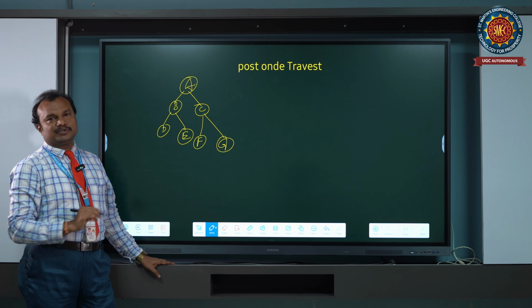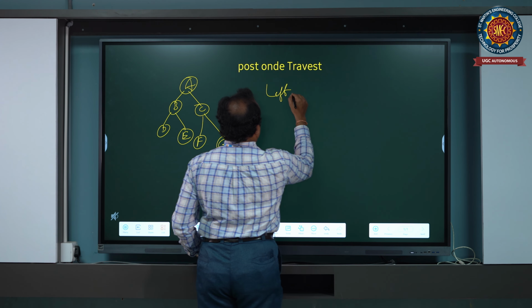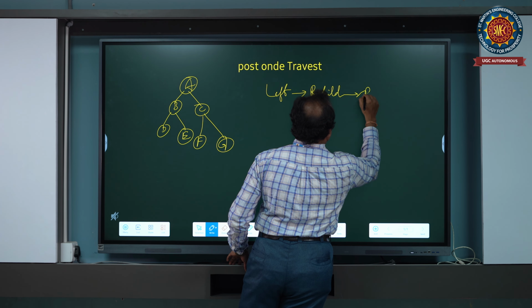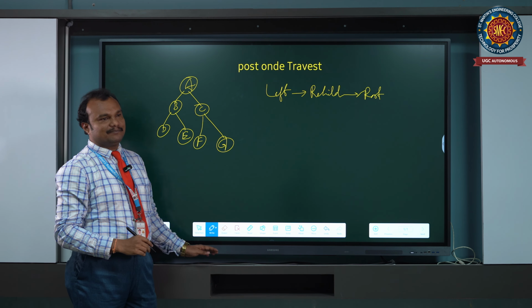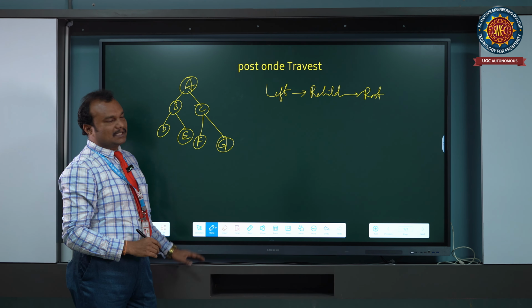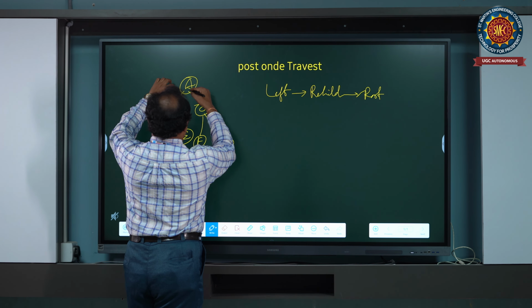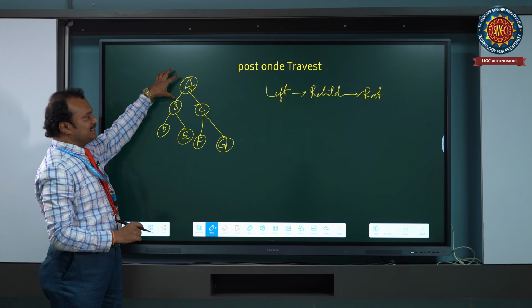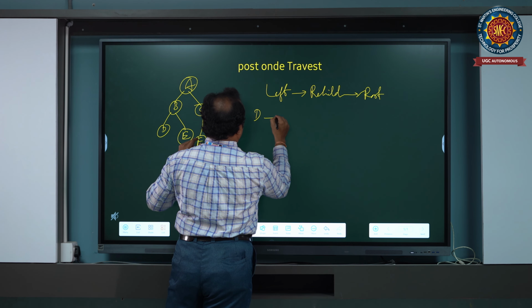Now coming to the post order, the visiting order will be left child, right child, followed by the root node. So left child, right child, followed by the root node. So according to this visiting order, the first node will be the left sub branch BDE. In the BDE, again B is the root node. The leftmost child will be the D. So D will be visited first.